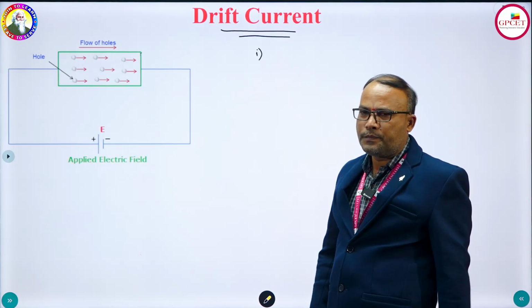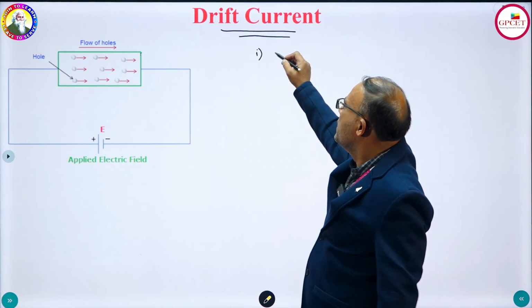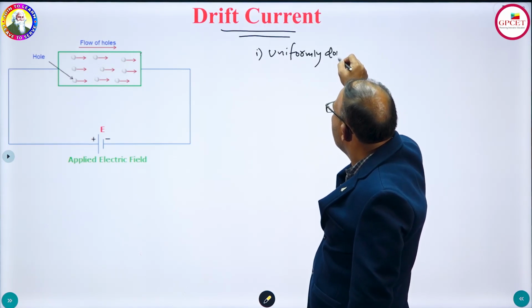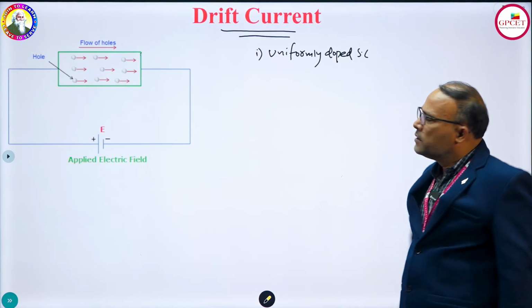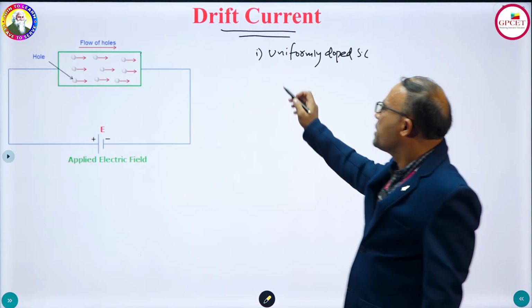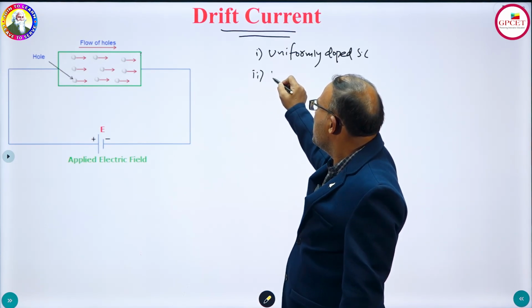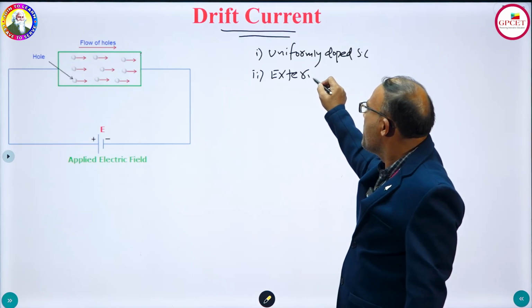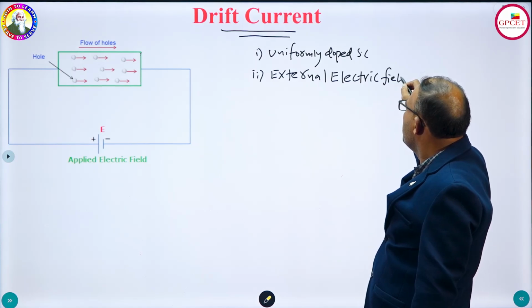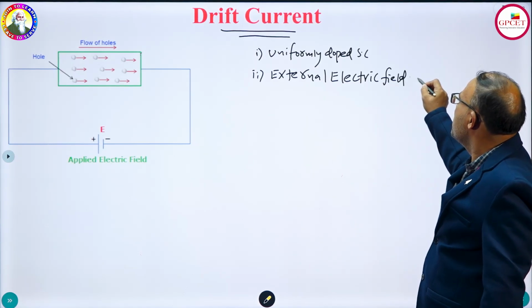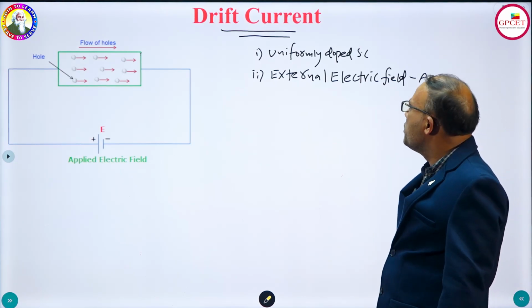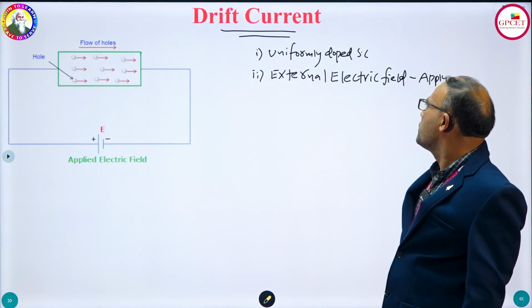The first point is that you need to take a uniformly doped semiconductor. If you want to generate a drift current, first you need to take a uniformly doped semiconductor, and second, an external electric field should be applied. You need to apply an external electric field to the device. So first, take a uniformly doped semiconductor, then apply an external electric field.